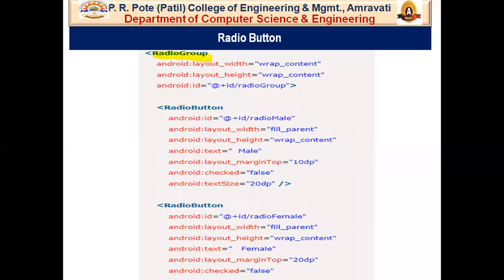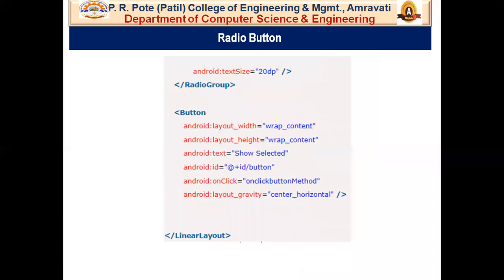So to create radio group, just drag and drop radio group in your design and after opening the XML file, you will see such type of coding. This is the radio group. This is the unique identity assigned to radio group. Now inside this radio group, we have two radio buttons. First radio button is male. The text size is 20 dp and another radio button is female and the text size is again 20 dp.